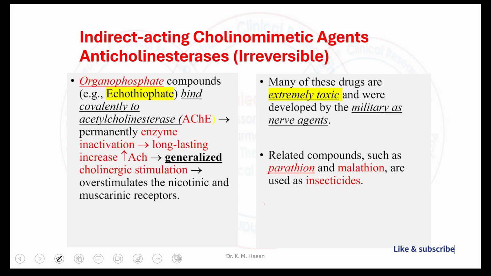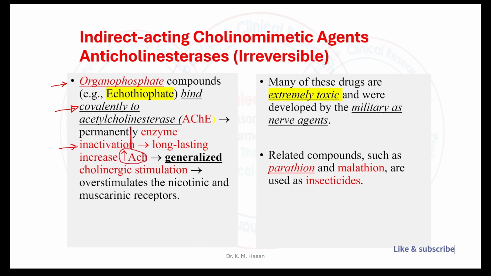Okay, so what we have here is a group of medications called organophosphates. One of these medications is echothiophate. This medication binds covalently to acetylcholinesterase. Covalently means irreversible here, non-competitive. It stays on the receptor. This will lead to inactivation of the enzyme and prolonged action of acetylcholine. So the end result will be prolonged action of acetylcholine.